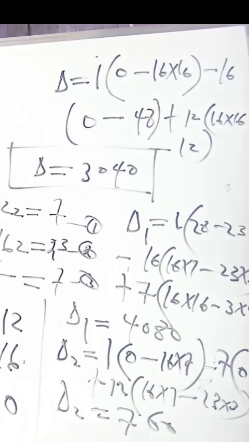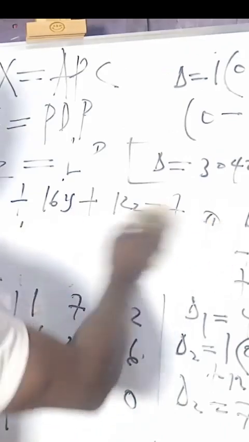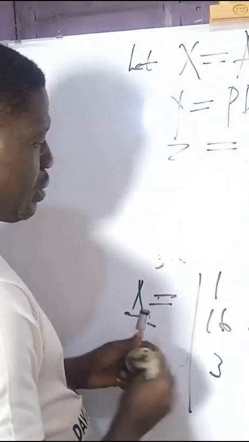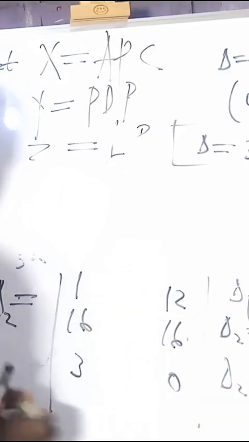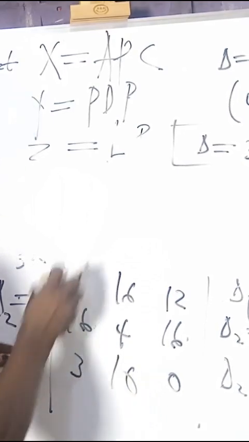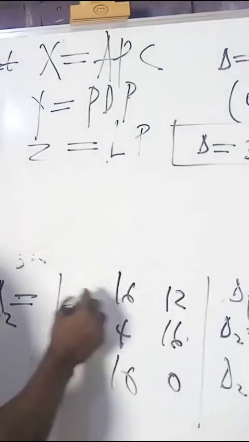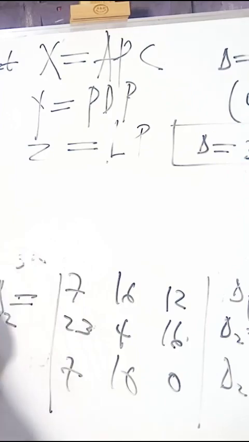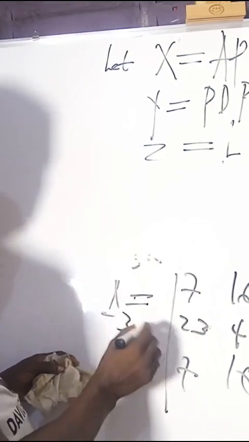The next one I've been looking for now is delta 3. How do we obtain delta 3? Now to obtain delta 3, we are going to be replacing this with the original constant, which is 16, 4, 16. Then we'll be replacing this with the constant, which is 7, 23, 7. So I'll do that, and automatically this changes to delta 3.